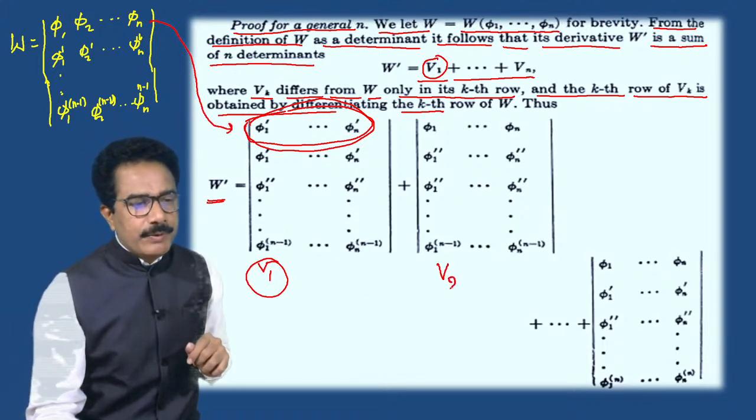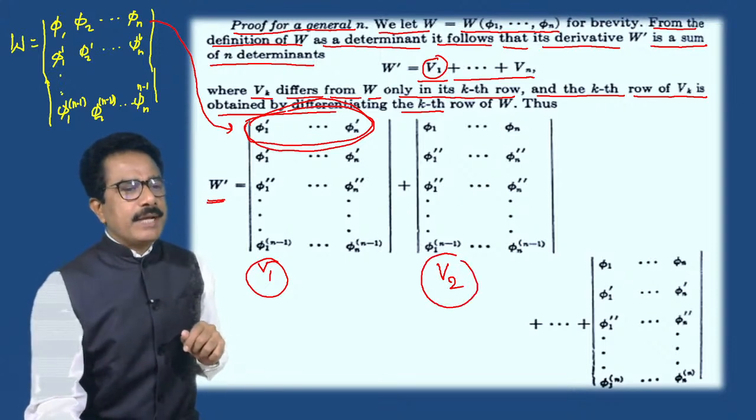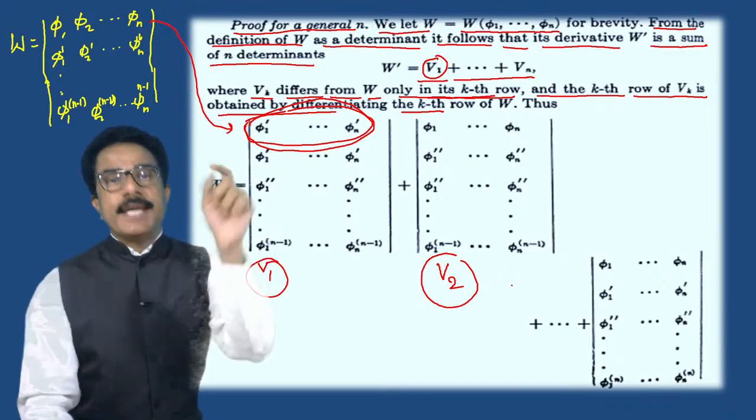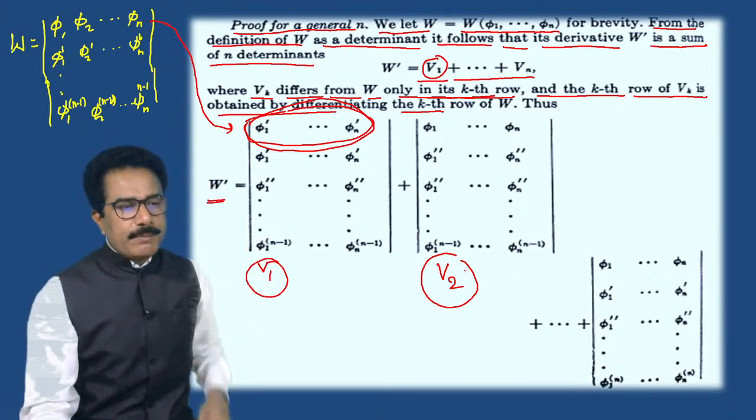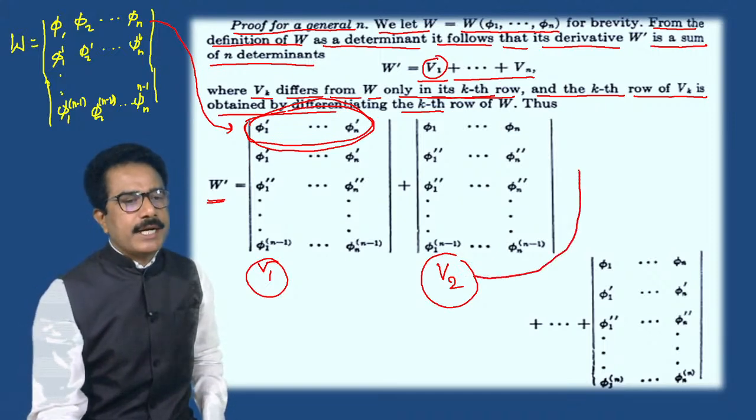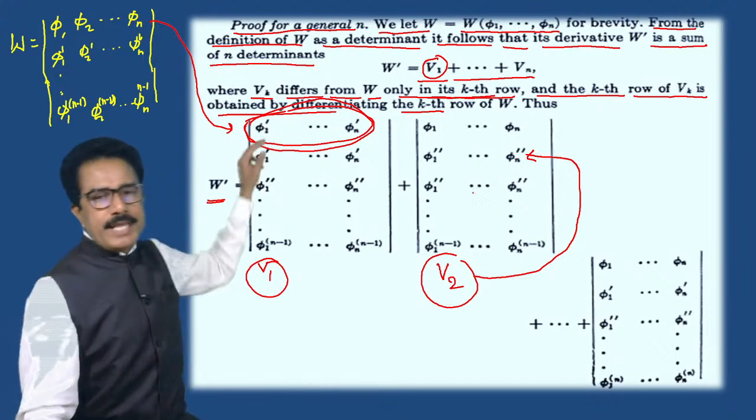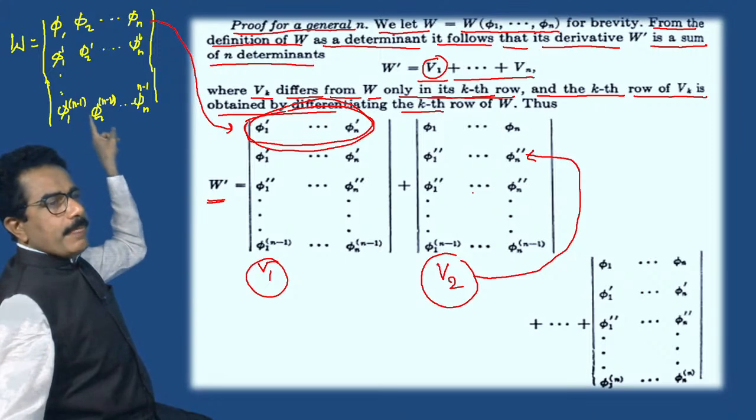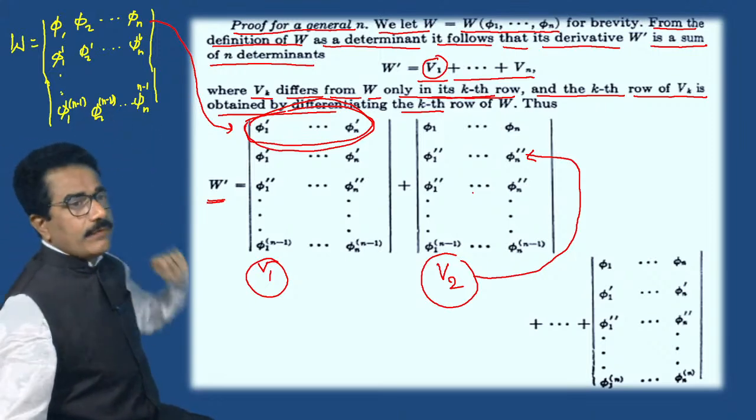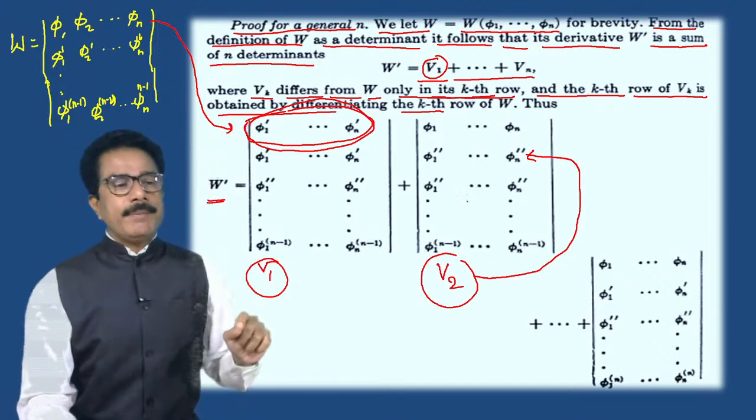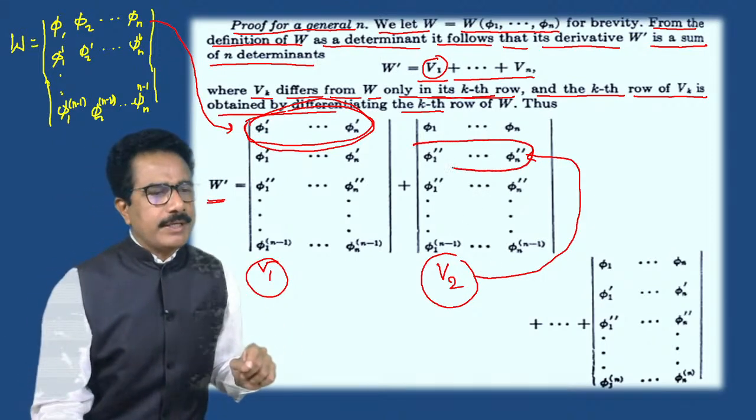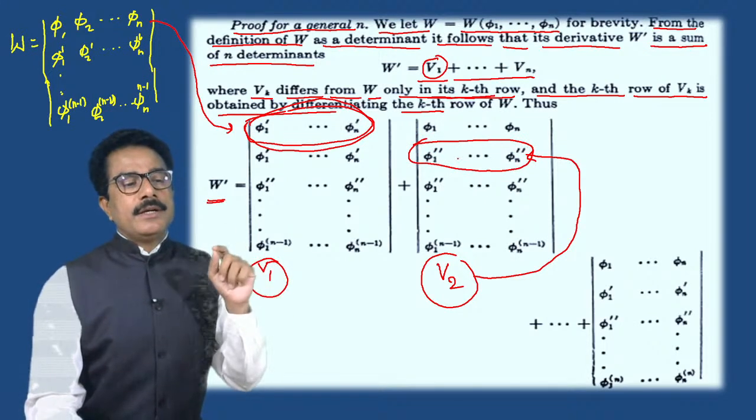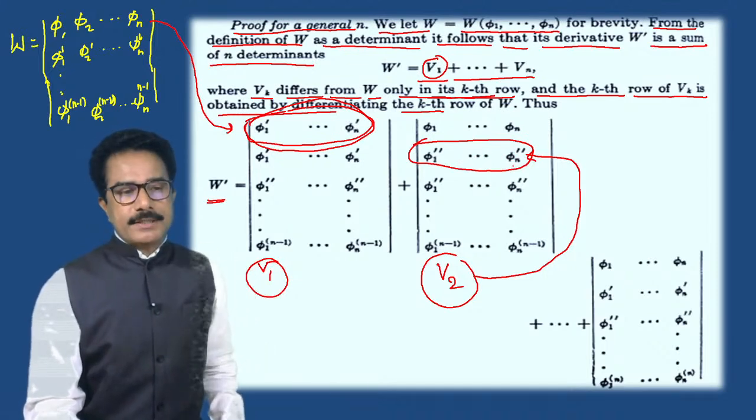Now this is V2. V2 means, as given, Vk is obtained by taking the derivative of the kth row. So V2 is obtained by taking the derivative of the second row. What is actually the second row? See here, the second row is phi 1 dash, phi 2 dash, phi 3 dash, dot dot dot phi n dash. So V2 can be obtained by taking the second derivative: phi 1 double dash, phi 2 double dash, dot dot dot phi n double dash.